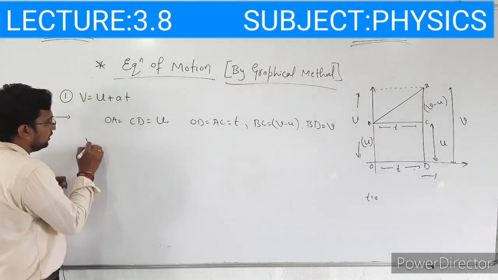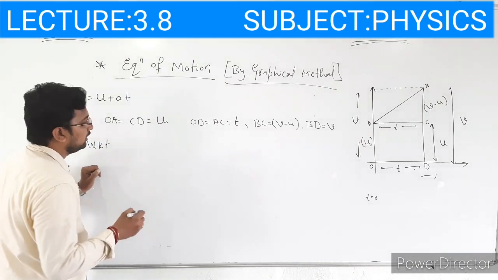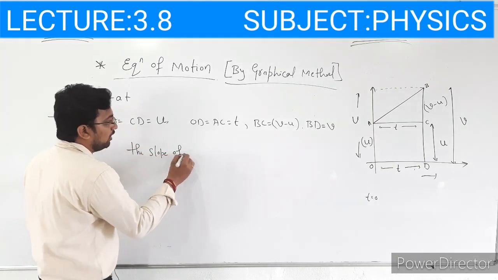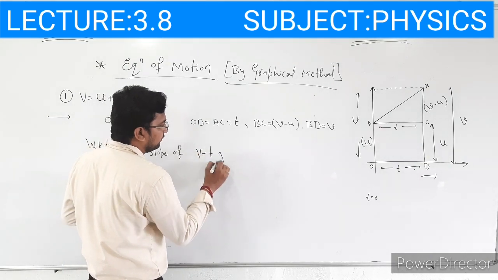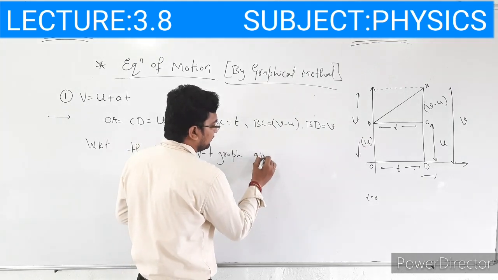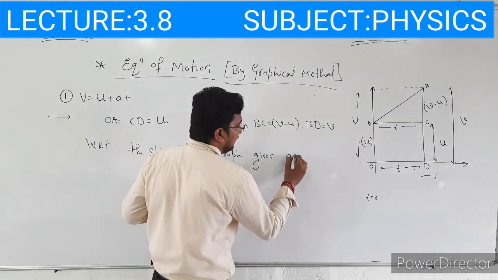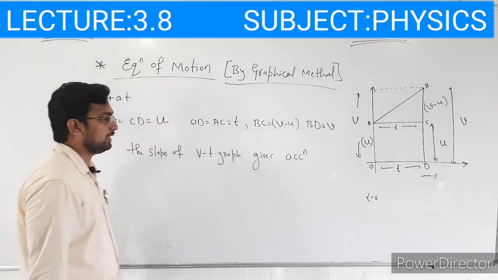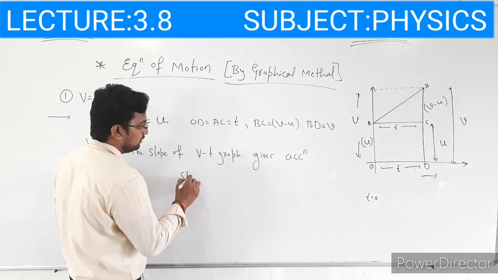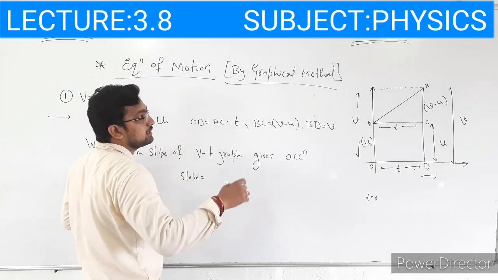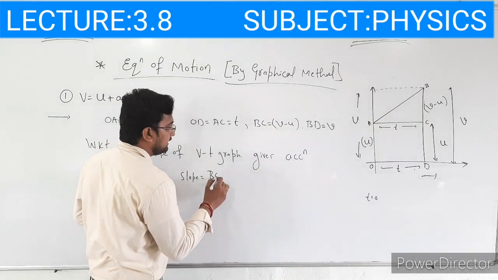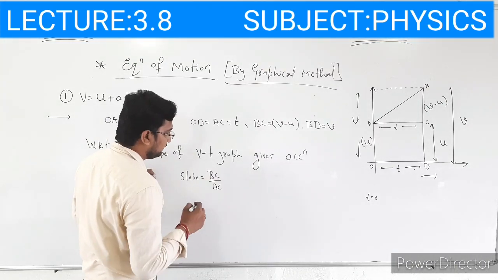Okay, see here. We know that the slope of a velocity time graph gives the acceleration. In this case, slope is nothing but BC divided by AC. Slope is equal to BC divided by AC, right?